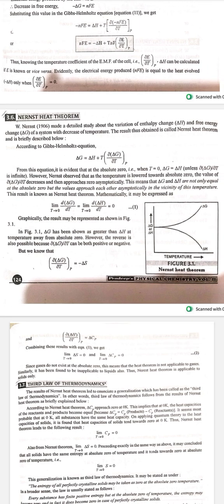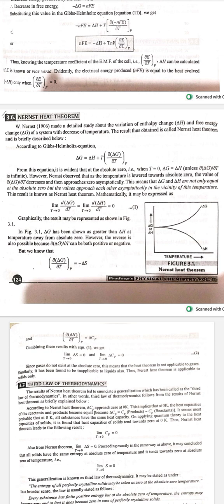Nernst theorem. W. Nernst in 1906 made a detailed study about the variation of enthalpy change, delta H, and free energy change, delta G, of a system with decrease of temperature. The result thus obtained is the Nernst heat theorem. According to the Gibbs-Helmholtz equation, delta G is equal to delta H plus T times the derivative of delta G with respect to T at constant P.